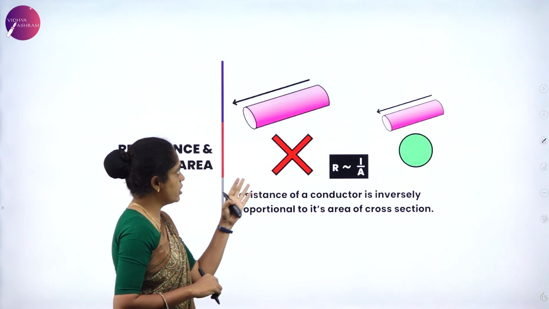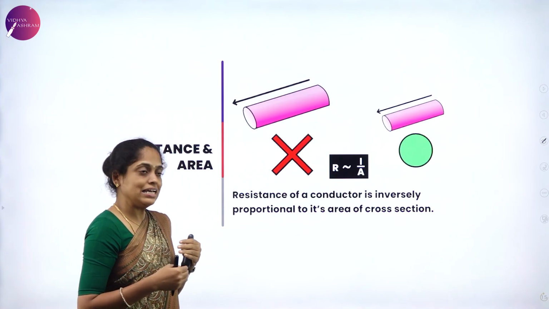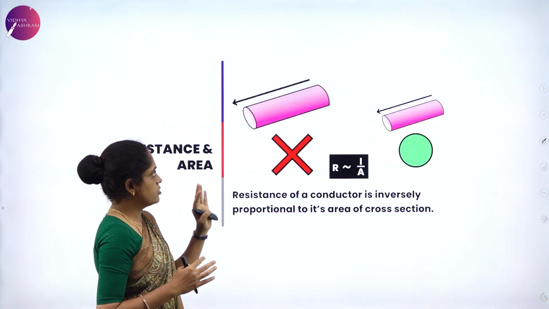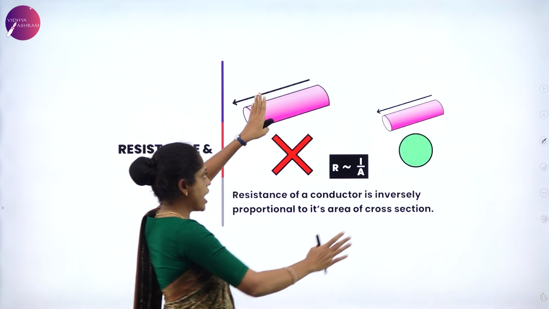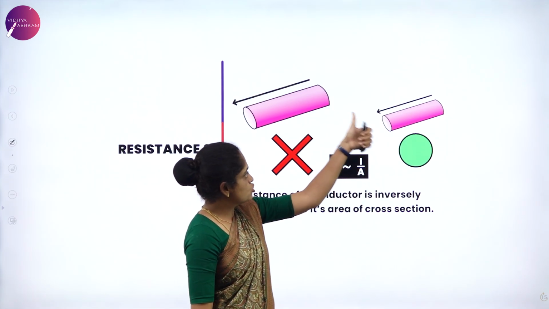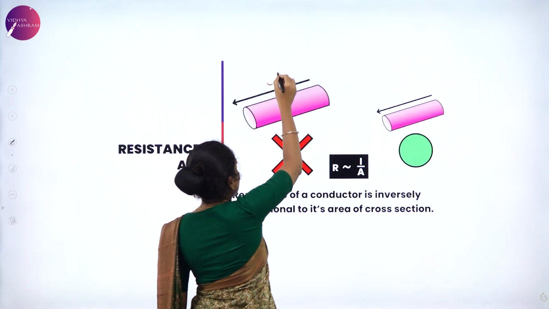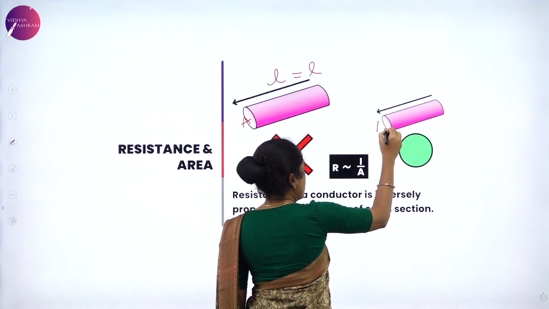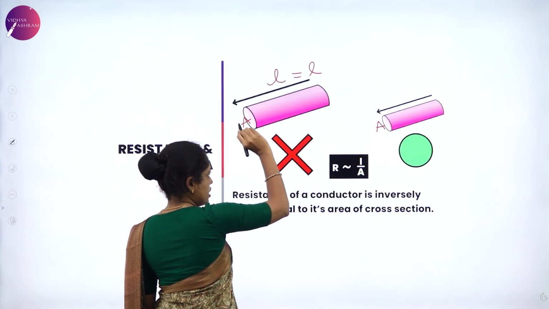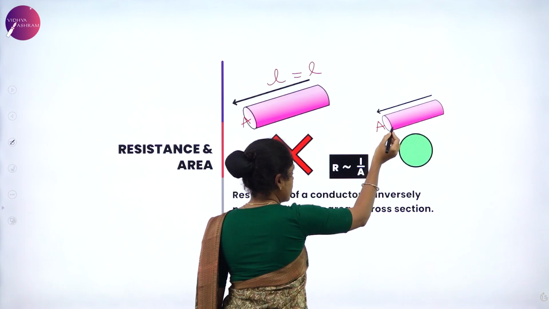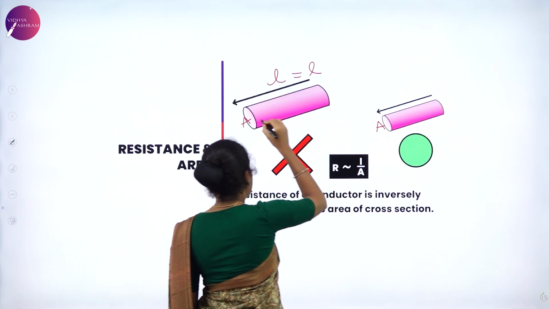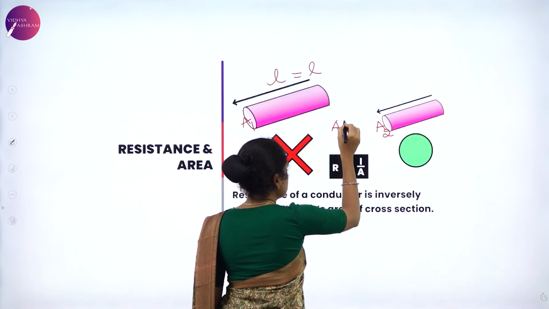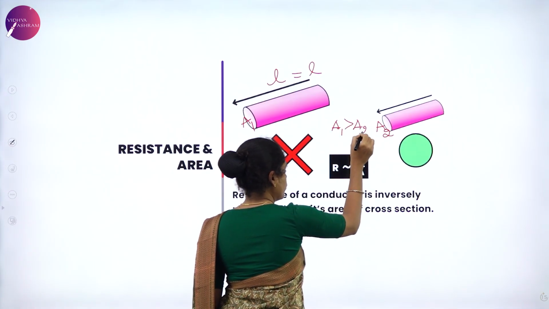Now observe this picture. Can you tell me which has the greater resistance in these two? Yes. First let us consider this and consider this. Compare these two conductors. The length of the conductor is same, and observe the area. The area of first one is greater than the second one. So here the area as A1, consider this as A2. So A1 is greater than A2.